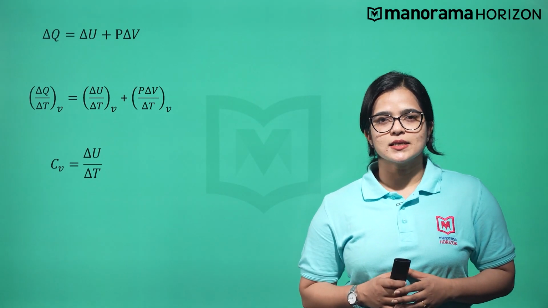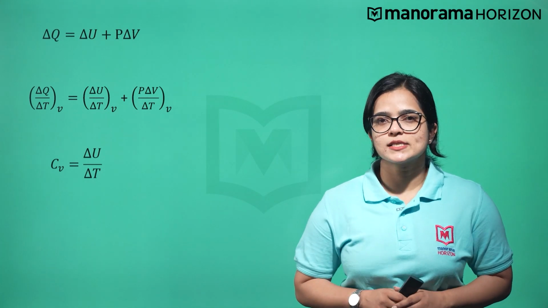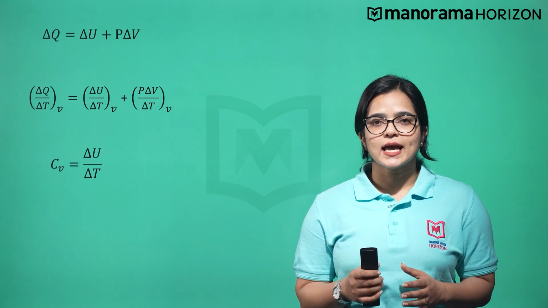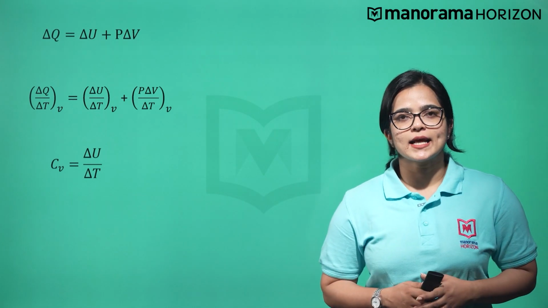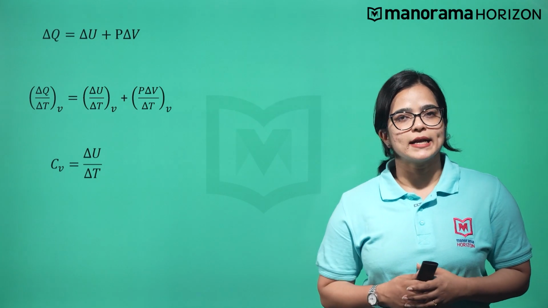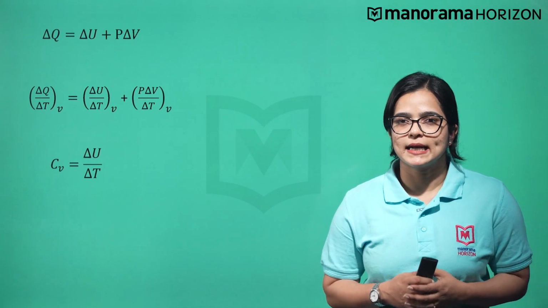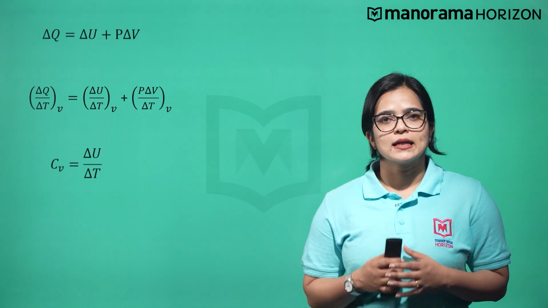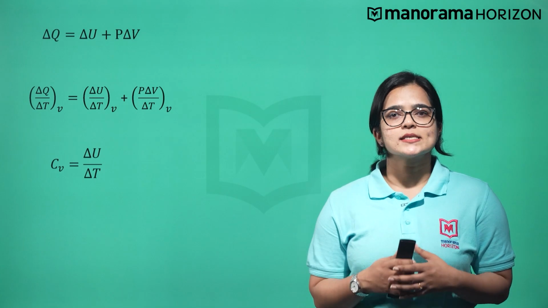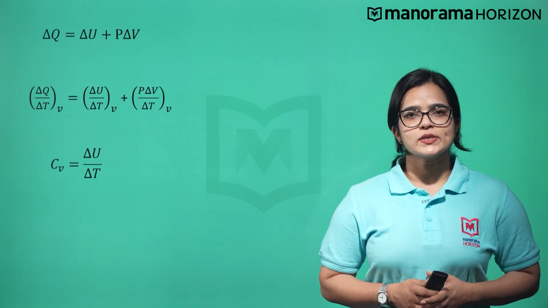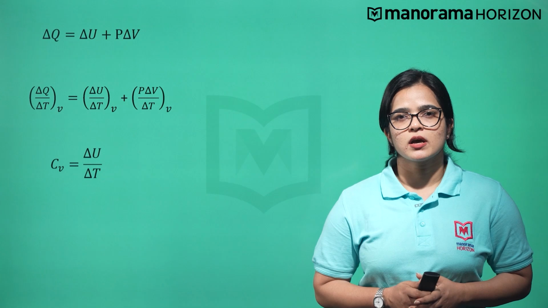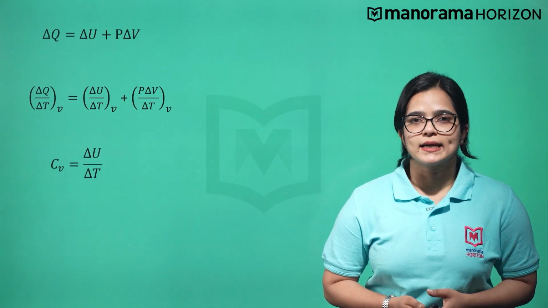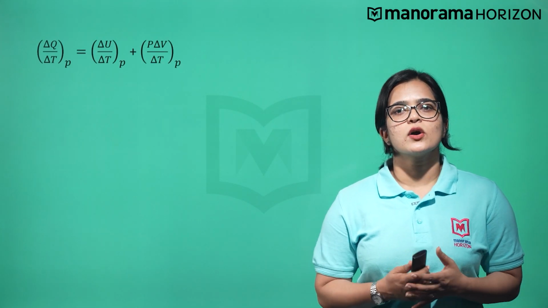Consider that the heat delta Q is absorbed by the given substance to increase the temperature by delta T, and the volume is kept constant. Then delta Q by delta T at V is equal to delta U by delta T at V plus P delta V by delta T at V. But since the volume is kept constant throughout the process, that is delta V equals 0, and hence the work done term vanishes. Also, the internal energy is independent of the pressure, so the above relation becomes Cv is equal to delta U by delta T.